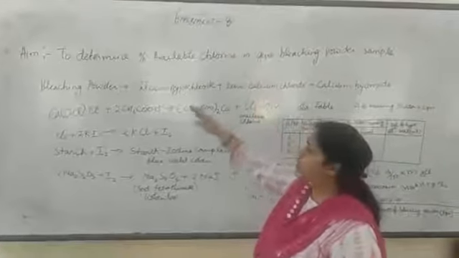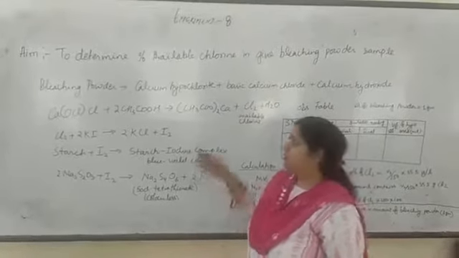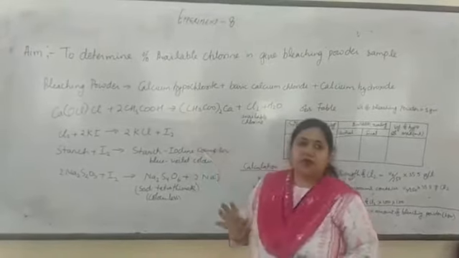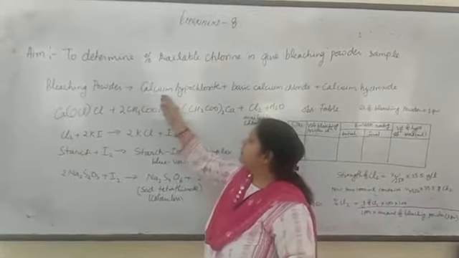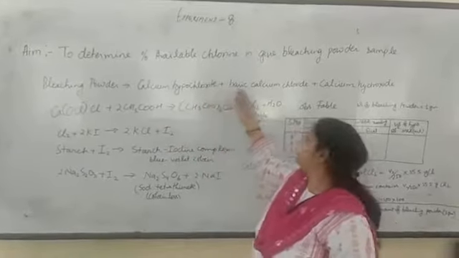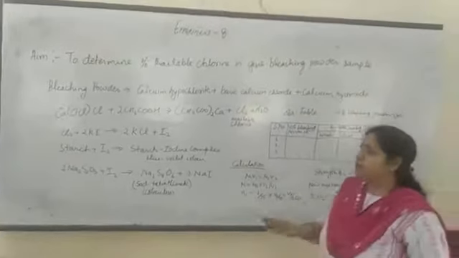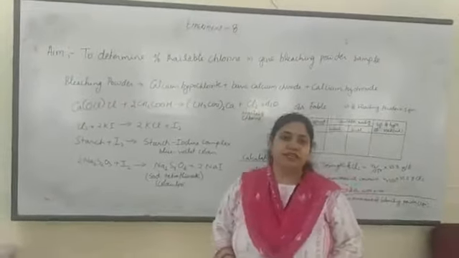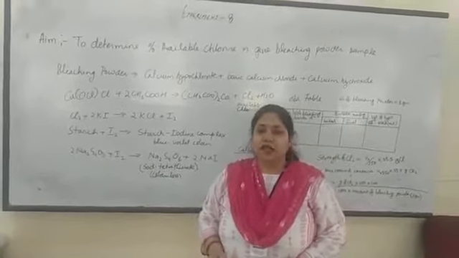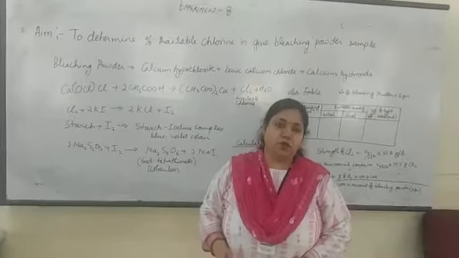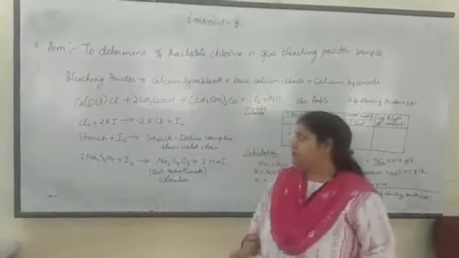The eighth experiment is to determine percent available chlorine in a given bleaching powder sample. The bleaching powder is a yellowish white colored powder and it is a combination of calcium hypochlorite, basic calcium chloride and calcium hydroxide. Bleaching powder is basically used for bleaching purposes. Other than bleaching, it is also used to kill bacteria as it has germicidal properties.